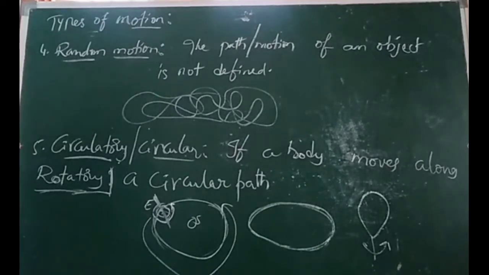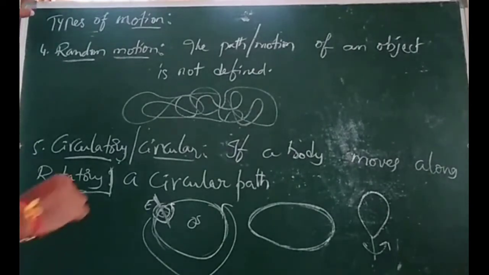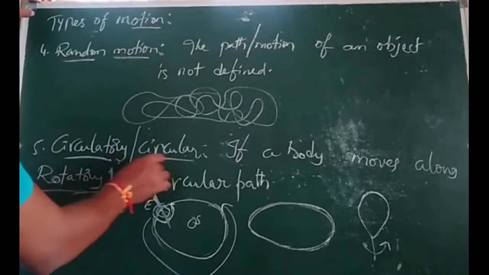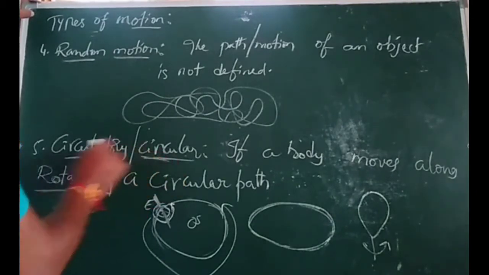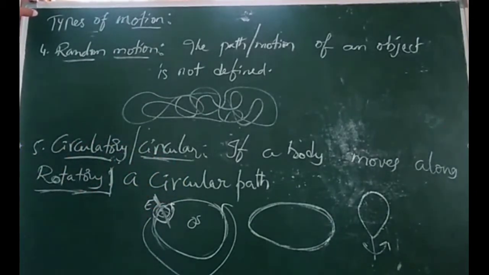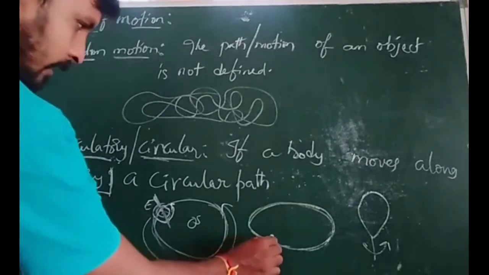Motion of a ceiling fan is rotatory motion. Motion of an arrow from a bow comes under translatory motion. Okay, and also here, instead of circulatory motion in this class, we use translatory motion, because it is along the path.